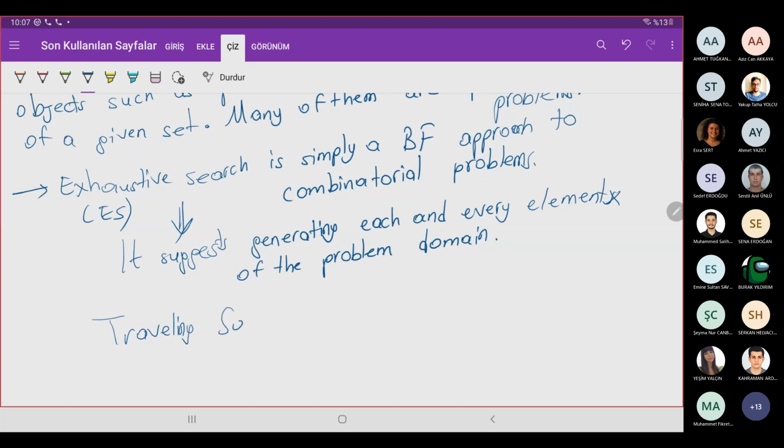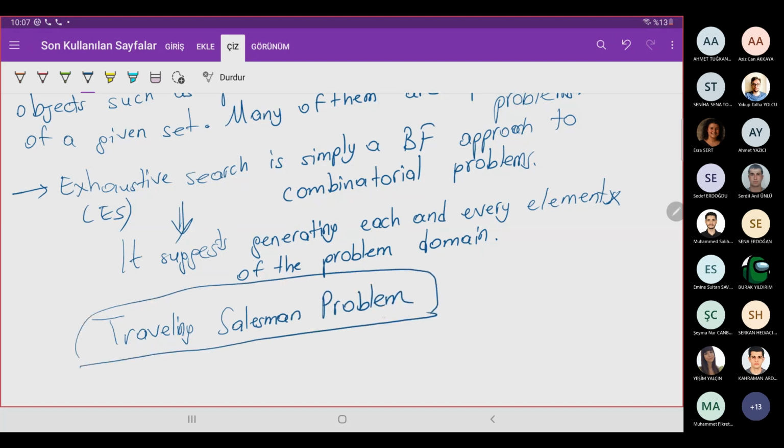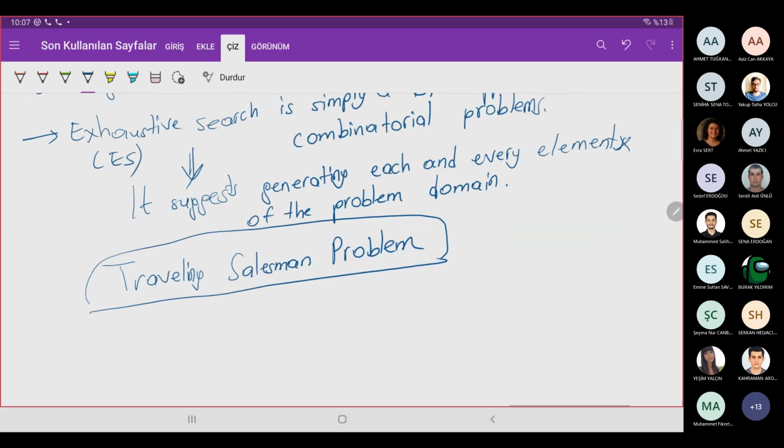So let's talk about the traveling salesman problem. Okay. So in the traveling salesman problem, we have a set of cities. And the salesman wants to travel all the cities, starts from a particular location, travel all the cities and come back to the original location. And we don't want to visit one city more than once. Okay, we want to visit them exactly once, but we want to find the order of these visits.